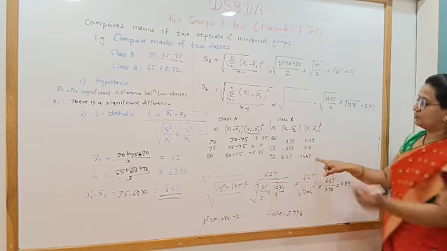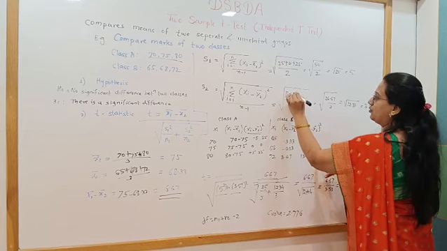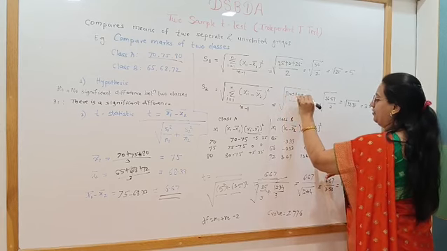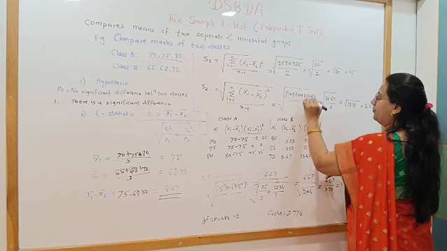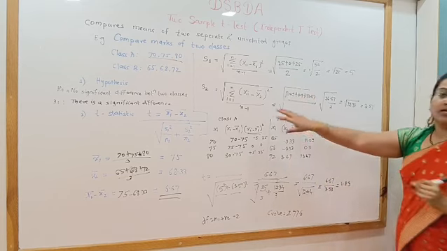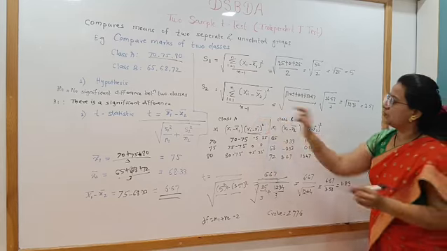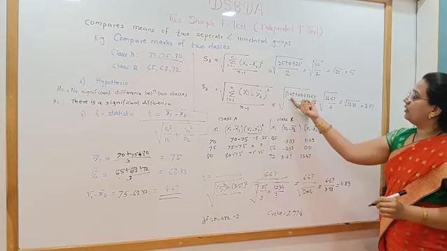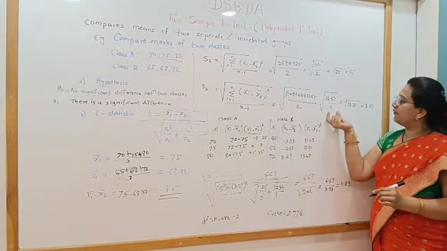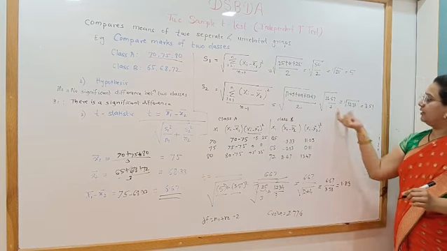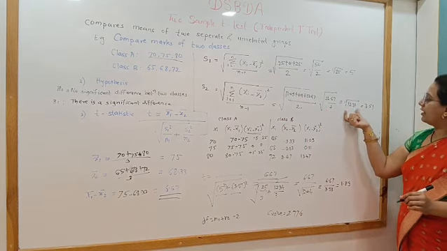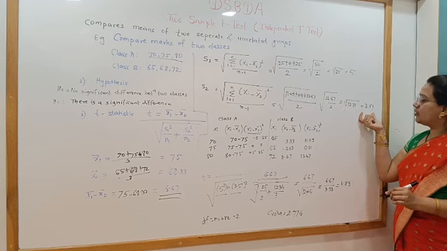So I will put these values here. It is 11.09 plus 0.11 plus 13.47 divided by n minus 1. N is the total sample, so 3 minus 1 is 2. Its total is 24.67 divided by 2. We calculate it, it is 12.34, and its square root is 3.51.